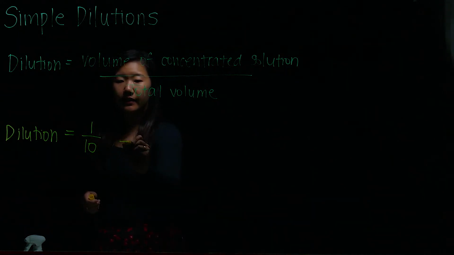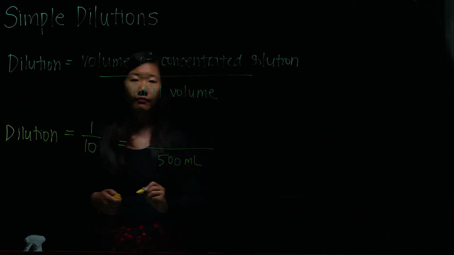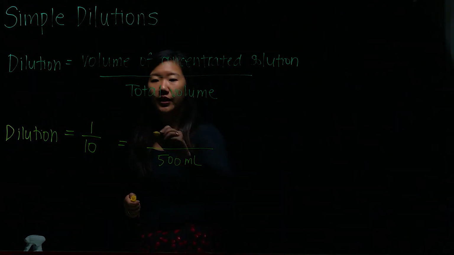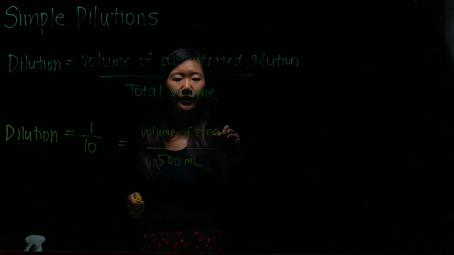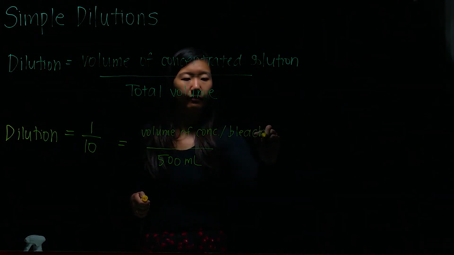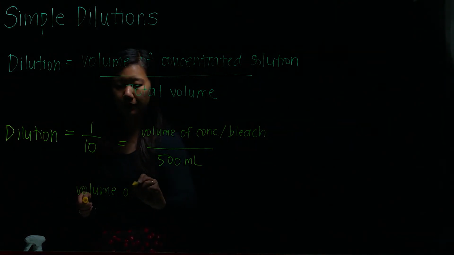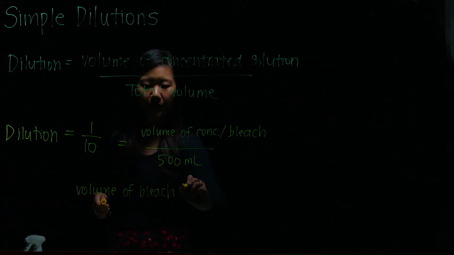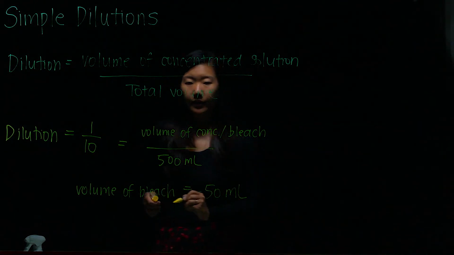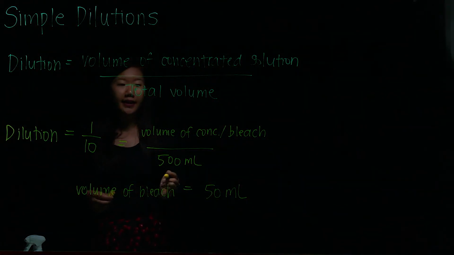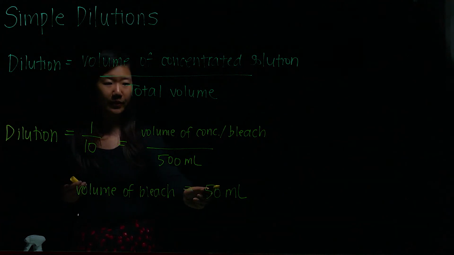Okay. So we know what the final total volume is, and so we're solving for the volume of the concentrate or bleach. In this case, the volume of bleach would be 50 milliliters. Again, the total volume is 500 milliliters. The volume of bleach that you would need is 50 milliliters.